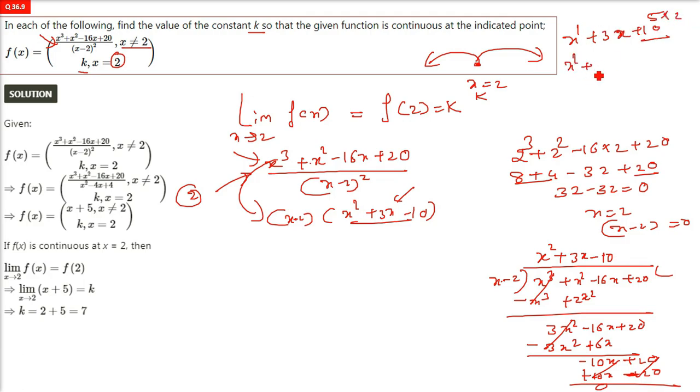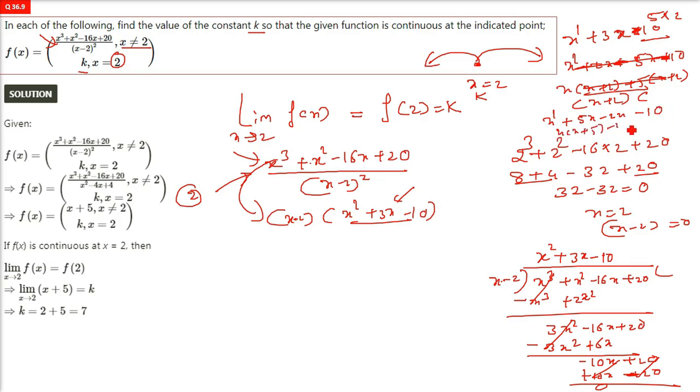So x square plus 3x minus 10 it is. I'll just change it. It is not plus 10, it is minus 10. So there is a slight mistake, let me correct it. Yes, this is minus 10. So let us do it like this: x square, it is negative 10. x square plus 5x minus 2x minus 10. So x into (x plus 5) minus 2 into (x plus 5). So you will get (x minus 2) into (x plus 5).